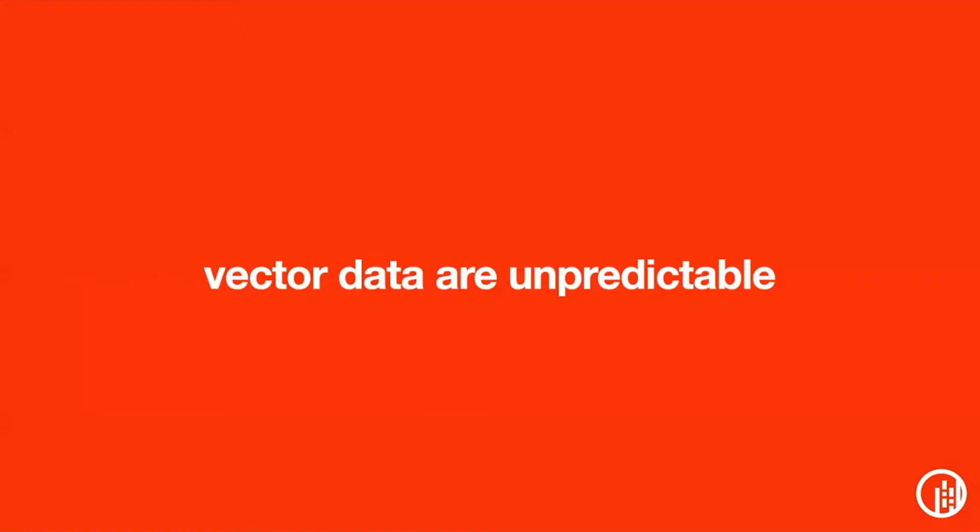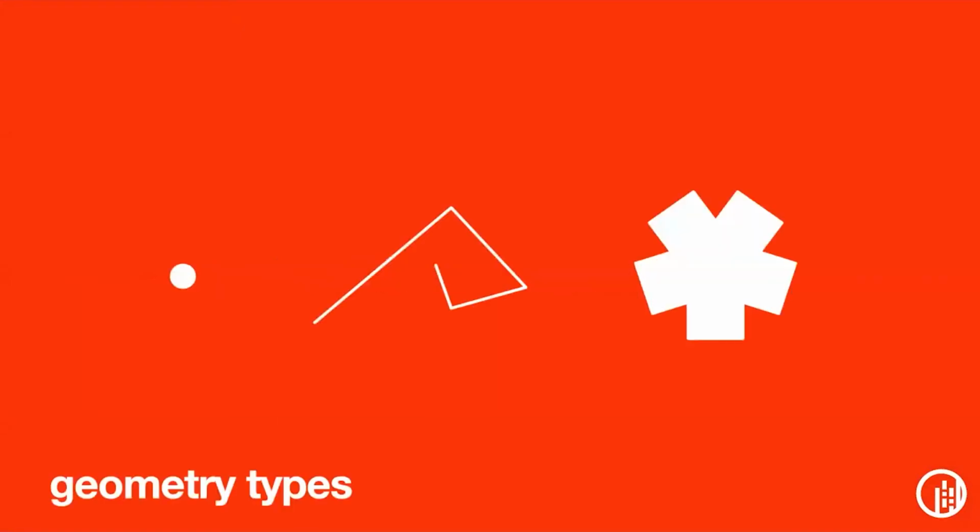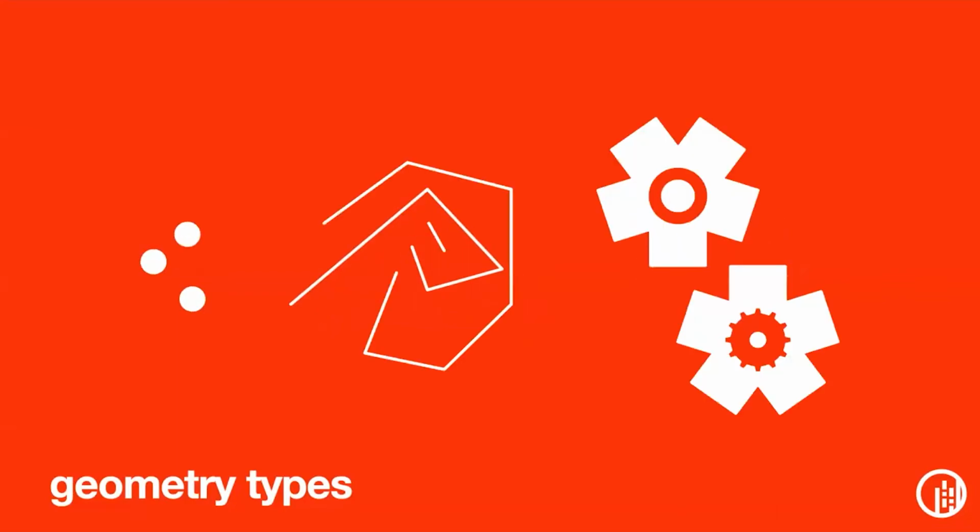So when it gets tricky, the main problem is that vector data are unpredictable. We have different geometry types. We have points, which tend to be relatively simple, but we have line strings and we also have polygons. And we don't know how long line strings are. We don't know how complex polygons are. And we also have multi-points, multi-line strings, and multi-polygons, and even geometry collections combining all three.